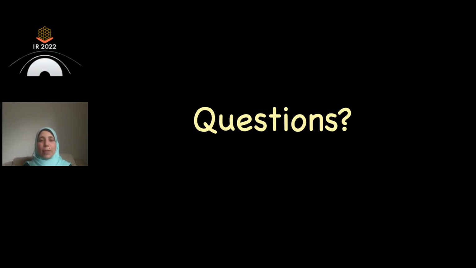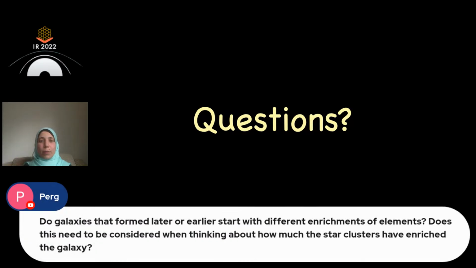The second question: do galaxies that formed later or earlier start with a different enrichment of elements? Sorry, I'm going to read it aloud in case others do not see it. So, do galaxies that formed later or earlier start with different enrichments of elements? Does this need to be considered when thinking about how much the star clusters have enriched the galaxy? Yes, so the answer is yes for both of these questions.